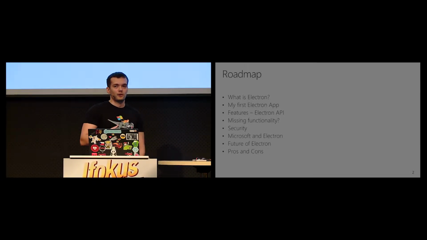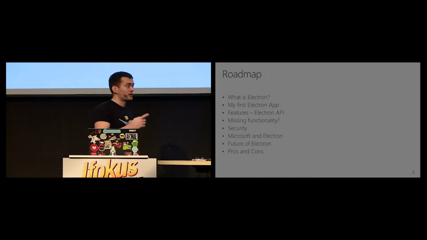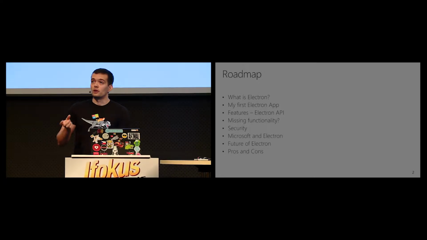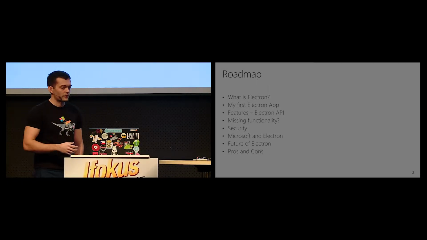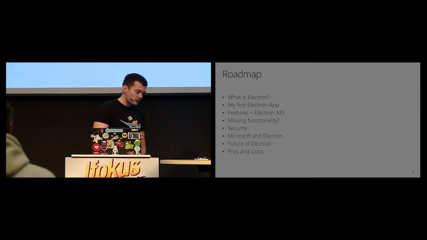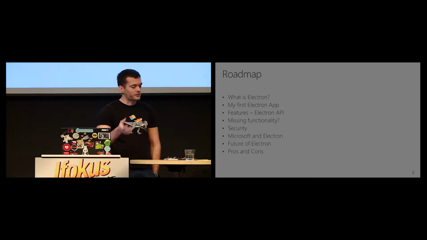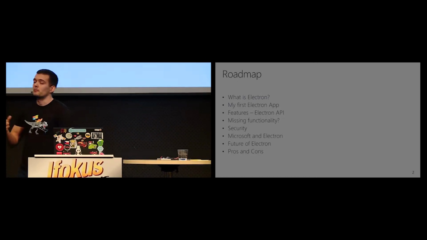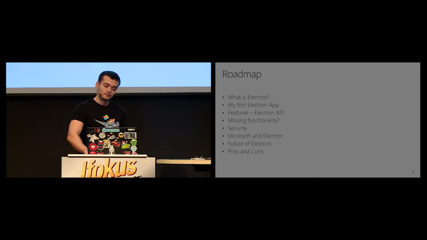Then, of course, when it comes to desktop apps, we need to care about security, and that's quite important. Then we will discuss the communication between Microsoft and Electron, how we used it, what we learned from it, and all the collaboration there. We will touch base on the future of Electron, based on communications with GitHub and their plans going forward. And we will discuss a little bit about the pros and cons.